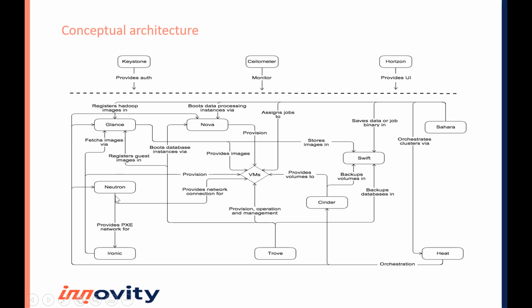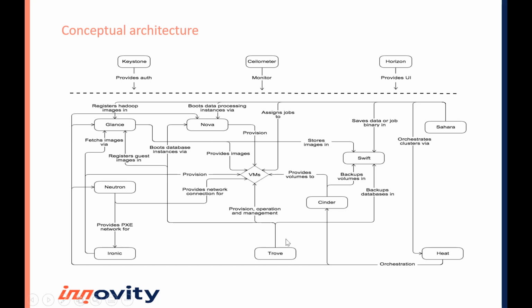Neutron, this service is used for networking purpose, your connectivity and internet. Ironic, it's mostly used for the bare metal service. It's just hardware. You can install any operating system on it and use this hardware resources. Nova is mostly used for compute purpose. Compute like your database, if you want to access your database, or if you want to access your server, or if you want to access anything, any compute, it will be taken care of by Nova.